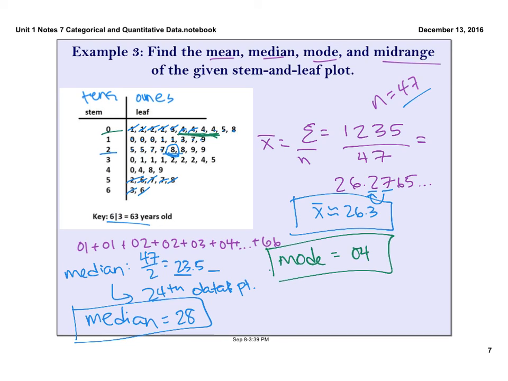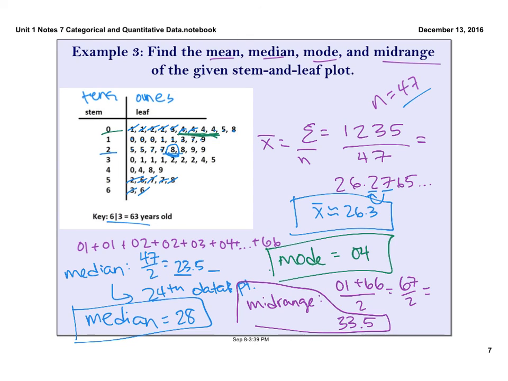And the last one, mid-range. Remember that mid-range is the middle of the range, literally. My mid-range is going to be equal to the lowest plus the highest divided by 2. That's 67 over 2. And 67 divided by 2 gives me 33.5. All right, so that's how I would find those things from a stem and leaf plot.